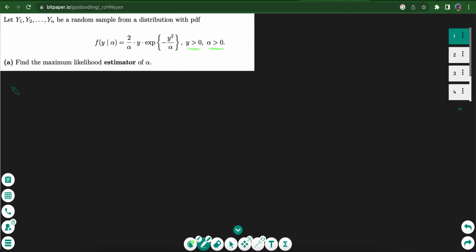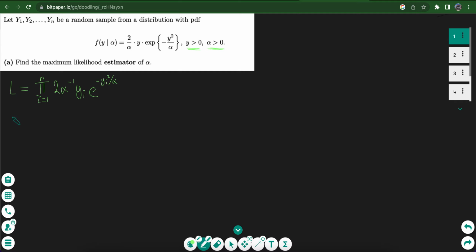So first and foremost, calculate the likelihood, which is the product of all of your individual densities here. So that's from i equals 1 to n of, I might write this here as 2 alpha to the negative 1, just personal preference. And then this is going to be y sub i, because we're doing it for each of our y's. And that's going to be e to the negative y sub i squared over alpha.